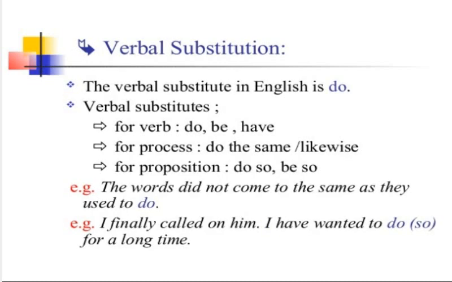The verbal substitute in English is do. Verbal substitutes for verb: do, be, have. For process: do the same, likewise. For proposition: do so, be so. The words did not come to the same as they used to do. I finally called on him. I have wanted to do so for a long time.